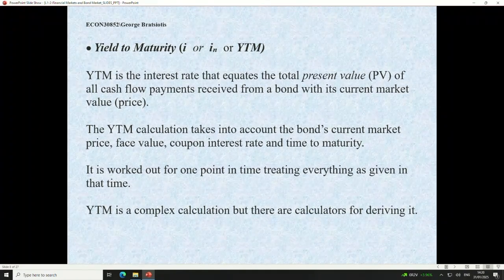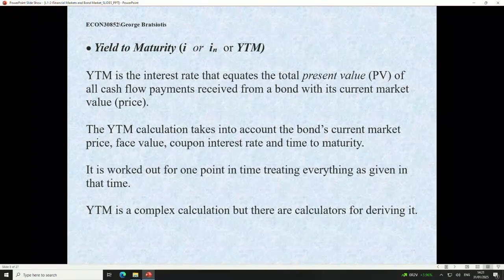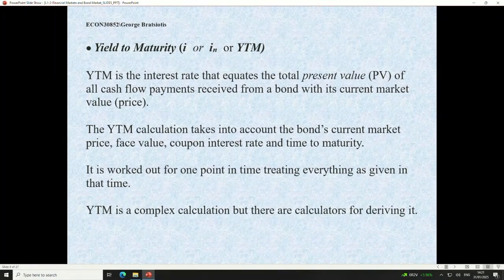Now, guys, this is something very important, the yield to maturity. Do not confuse this interest rate with the interest payments that a bond makes. The yield to maturity is the interest rate that equates the total present value. Now, you might find this a little bit difficult to comprehend, but I'll come back to this. It is the interest rate that equates the total present value of all cash flow payments received from a bond with its current market value price.